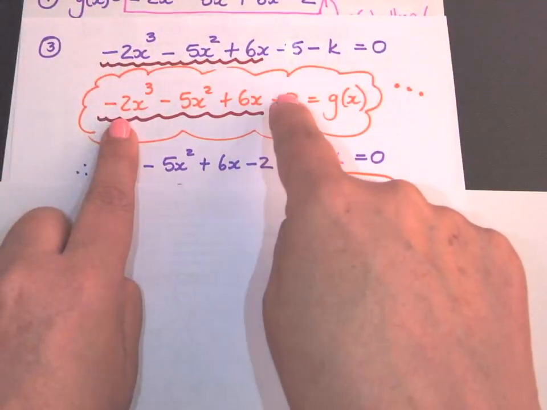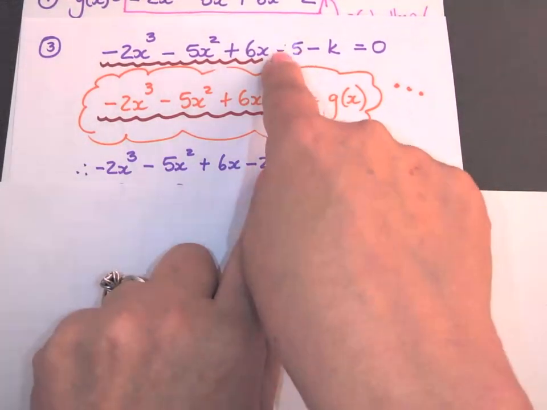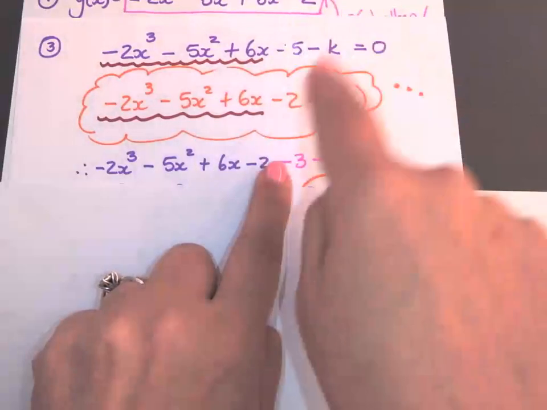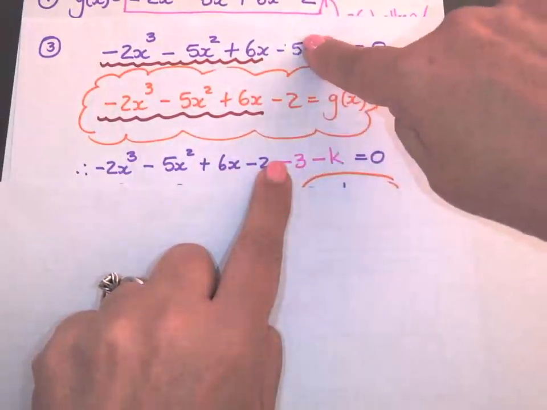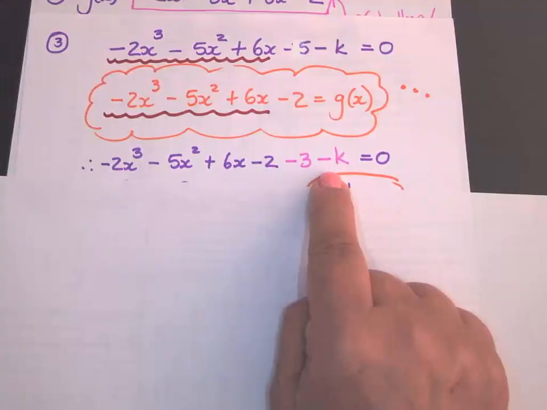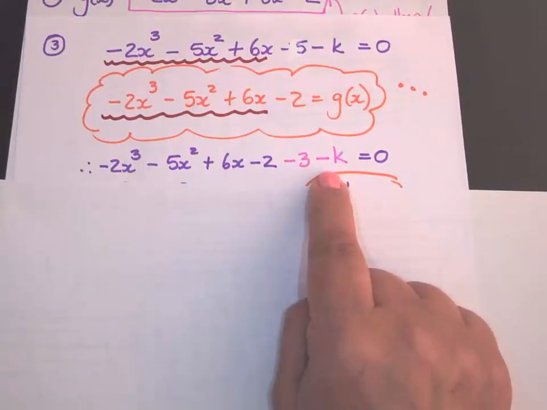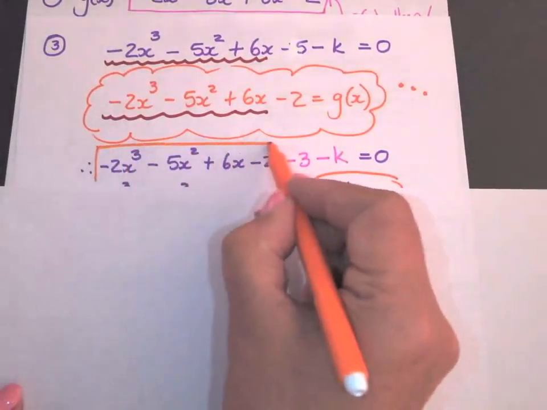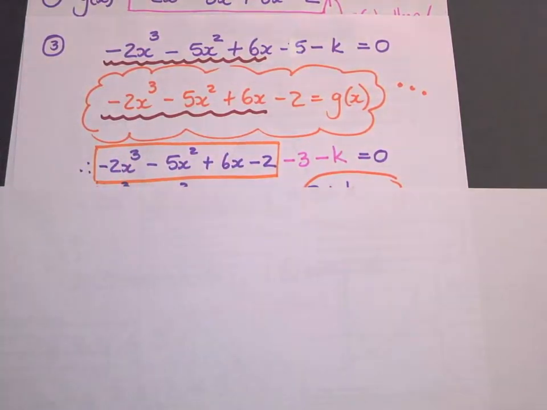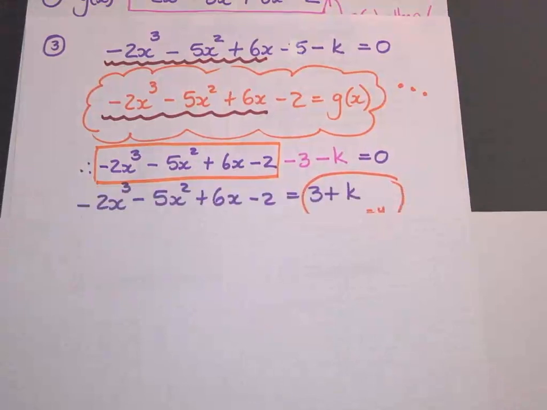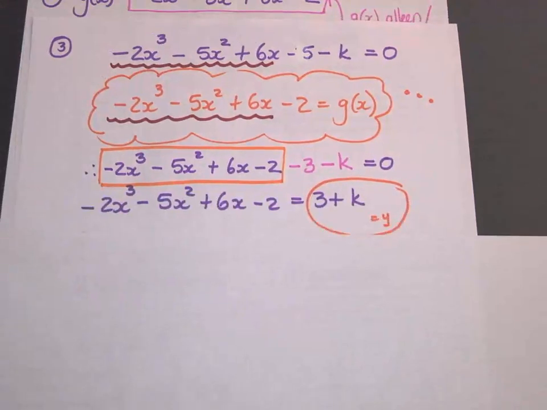In g there's a negative 2. I give you a negative 5. So I have to rewrite that negative 2 to get a negative 5. So I add negative 3 and the k. Okay, are you with me so far? So, what is the same as g? This part. So that stays on the left hand side. All the other stuff goes to the right. And that represents y.